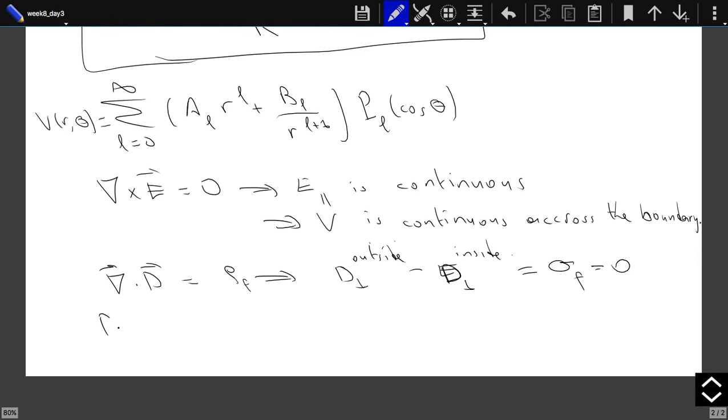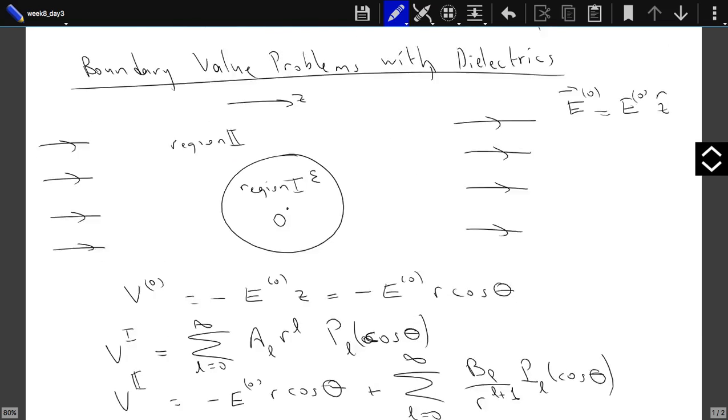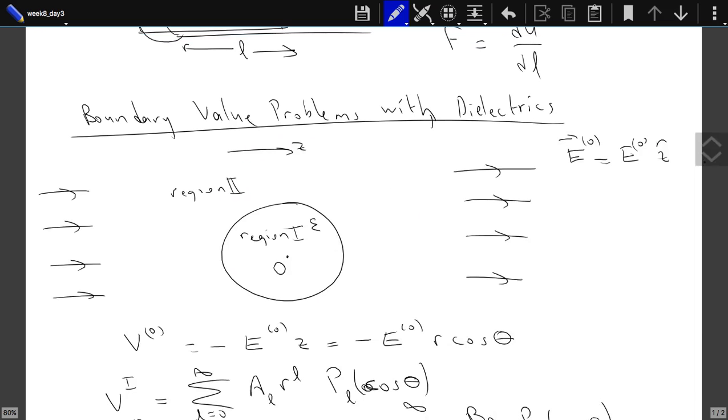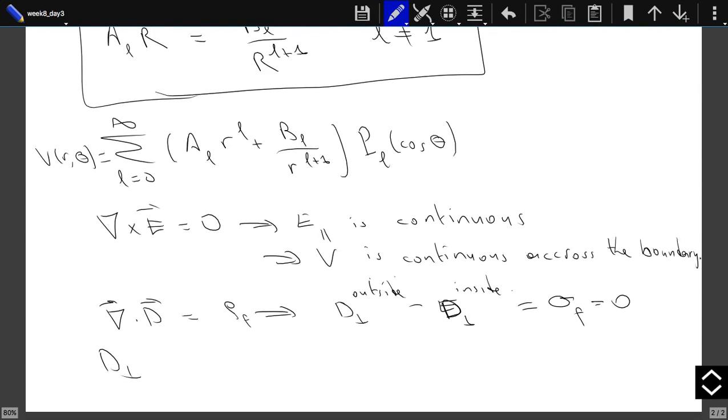But the perpendicular in our problem, our problem is this one. We have a sphere. The perpendicular D is equal to epsilon times E perpendicular. E, the electric field, the perpendicular component is the radial component. We have a sphere with origin at the center, so the component perpendicular to the surface of the sphere is in the radial direction. But this is equal to minus epsilon dV by dr. So this product has to be continuous.